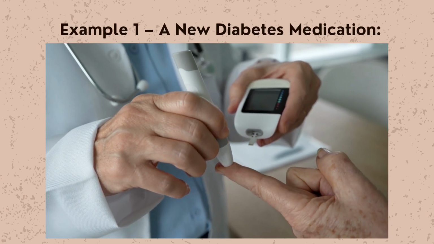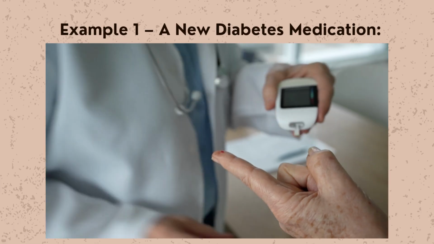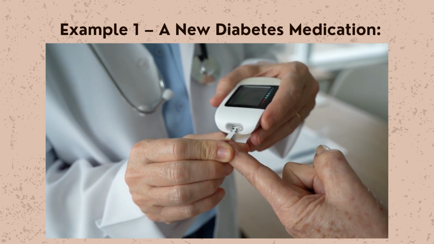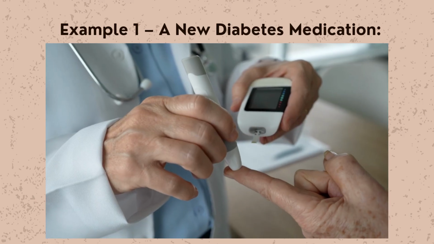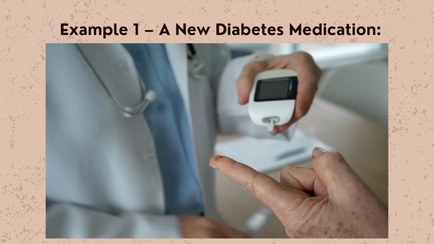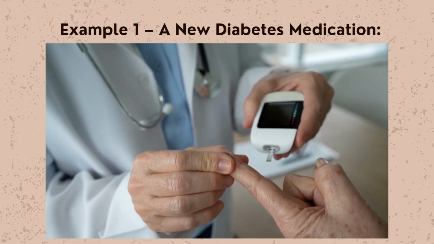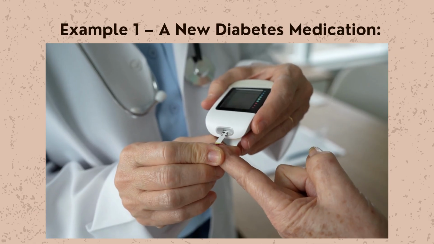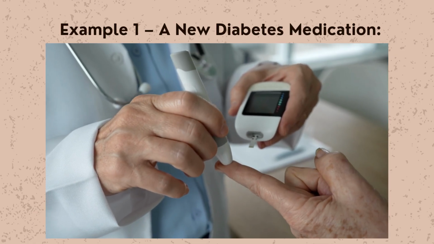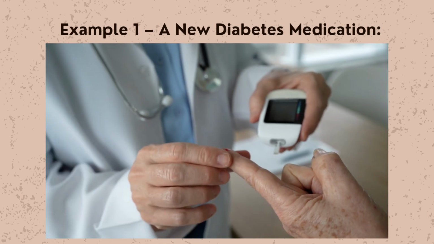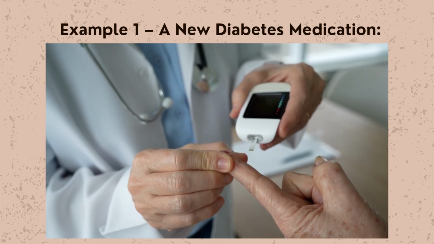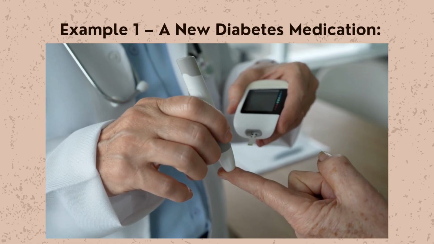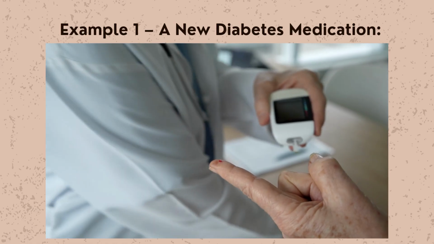The first example is about a new diabetes medication. Let's say that the health system currently treats 10,000 patients with older, cheaper diabetes drugs. A new medication enters the market that's more expensive per dose, but reduces hospital admissions due to better blood sugar control. Budget impact analysis will model how many patients are expected to switch, what the increase in drug spending will be, and how much could be saved from fewer hospitalizations. The result might show a modest net budget increase in the first year, but cost savings after year 2, making it easier for payers to justify adoption.